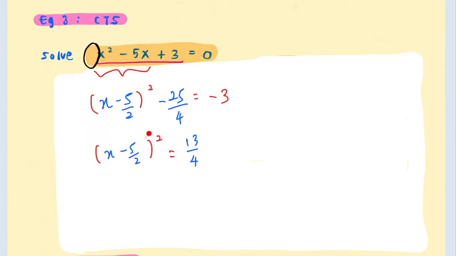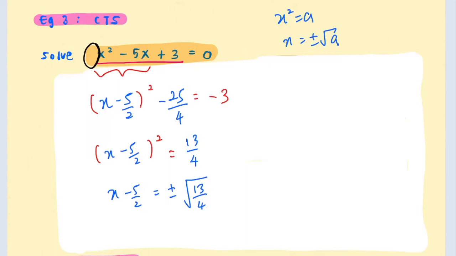Now let's open up this square here. In order to solve this square, just remember that when you want to solve x squared equal to a, your x will be equal to plus minus square root a. So now let's open up x minus 5 over 2. This is equal to plus minus square root 13 over 4.